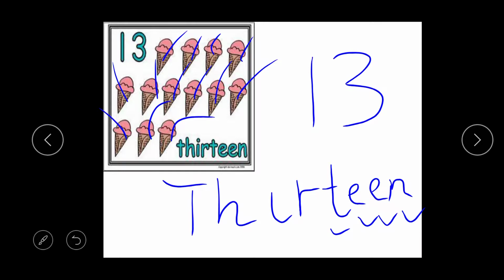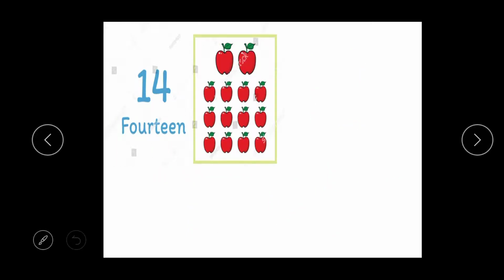T, H, I, R, you wait, T, E, E, N. Let's go. T, H, I, R, T, E, E, N. Again, T, H, I, R, T, E, E, N. 13. So let's move on to the next number, which is number 14.